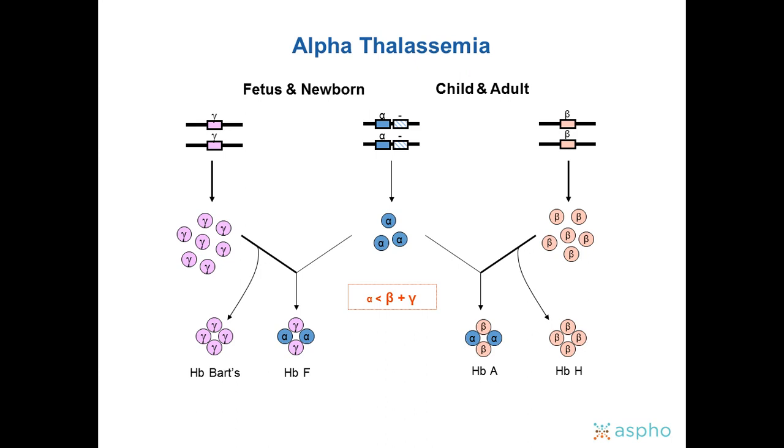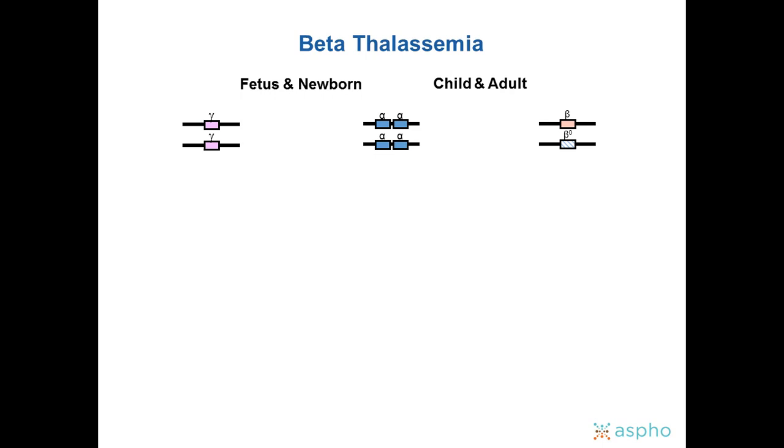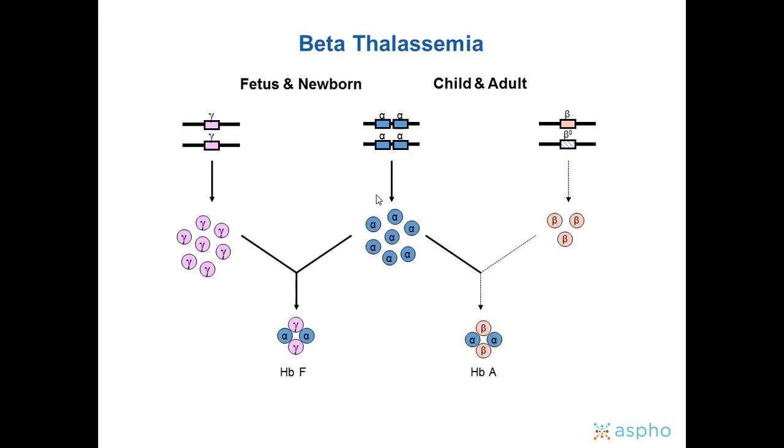Now let's think about beta thalassemia. Here we have one gene deletion or a beta null mutation in the beta globin locus. We get genes making their globin chains, and they come together, and so you make hemoglobin F. The fetus and the newborn is perfectly fine because they're subsisting on the gamma globin chain. A newborn or fetus, even with homozygous beta 0 thalassemia, will have normal blood counts and will not have microcytosis.